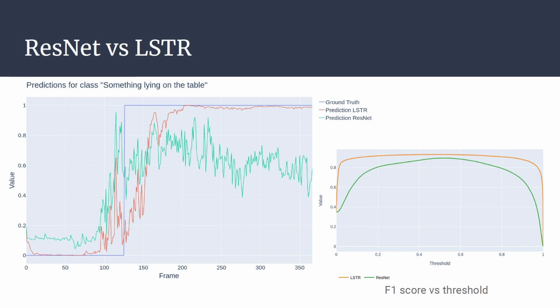LSTR scores are much more confident. Here's an example of predictions in time for the class something lying on the table. The predictions keep closer to zeros and ones. And it's also much more resilient to threshold selection. Here on the right is an example of F1 score versus threshold. And this is very beneficial for production use. And we can see a similar pattern emerging across all the other metrics as well.